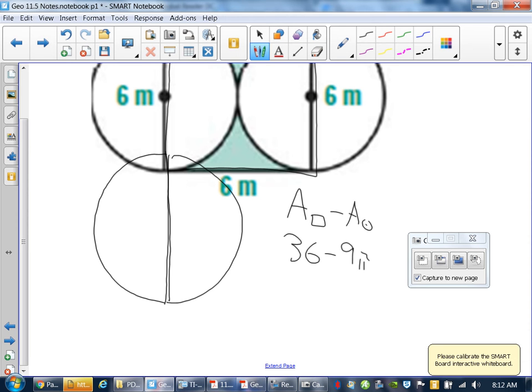You're close. 36 minus 9 pi, hit enter. You're almost there. 7.7. It's close. I said 8-ish. 7.7256. So it'll be 7.73.